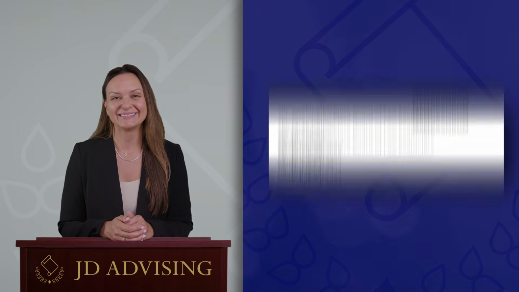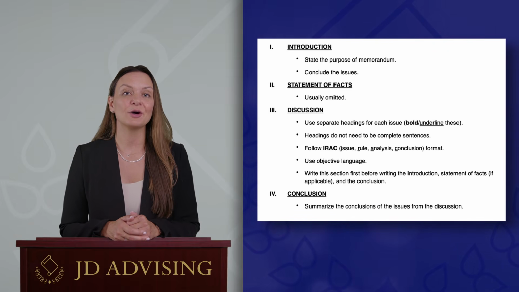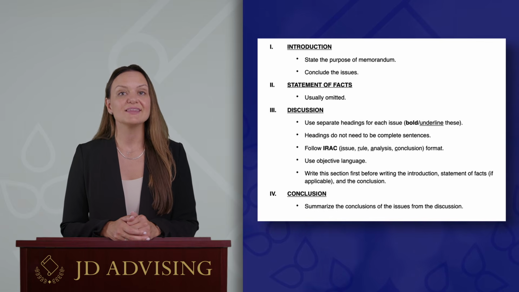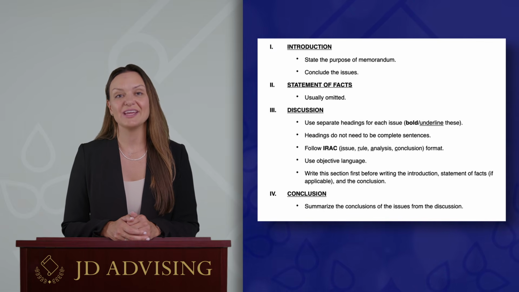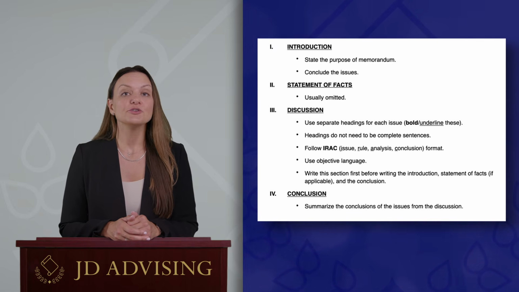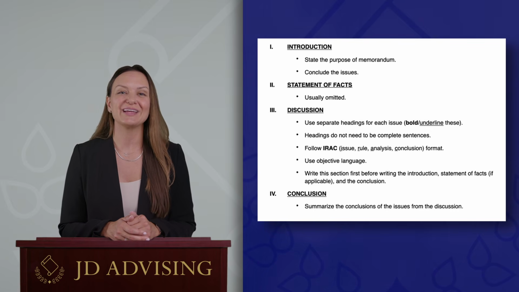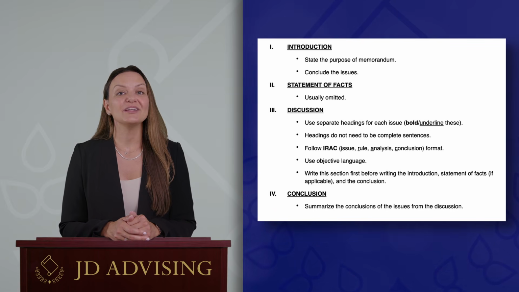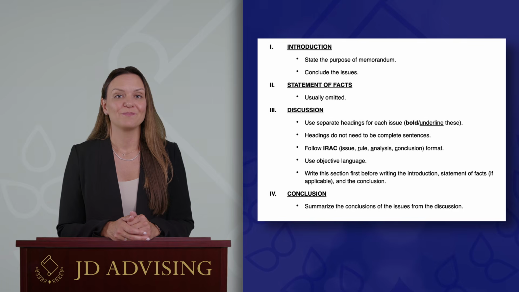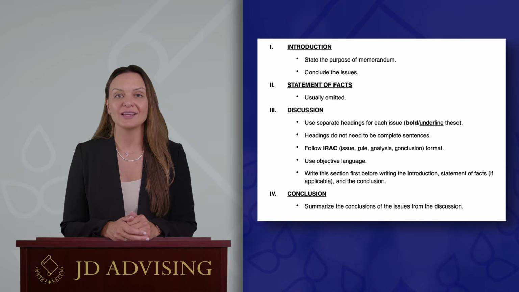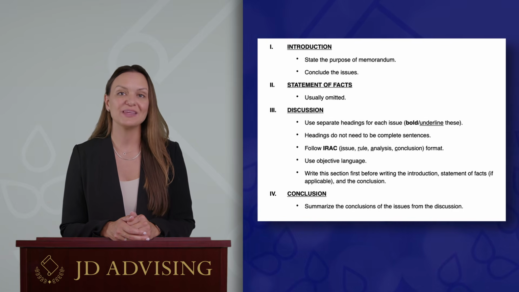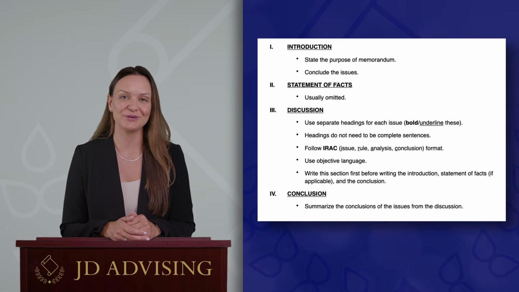The basic components of a memo are the introduction section, the statement of facts, the discussion, and the conclusion. You should include these section headings in your final work product. I suggest you use Roman numerals and bold and underline these. Starting with the introduction section first. This is where you want to summarize the purpose of the memo and your conclusion on the issue.